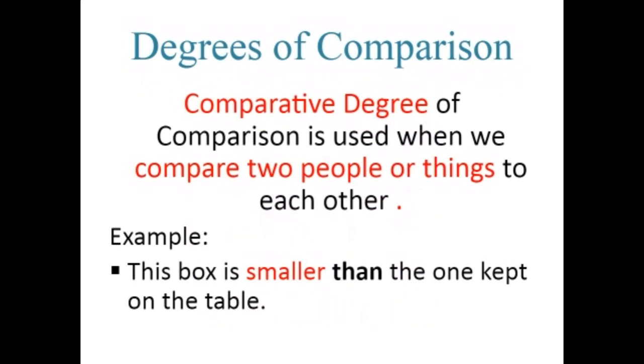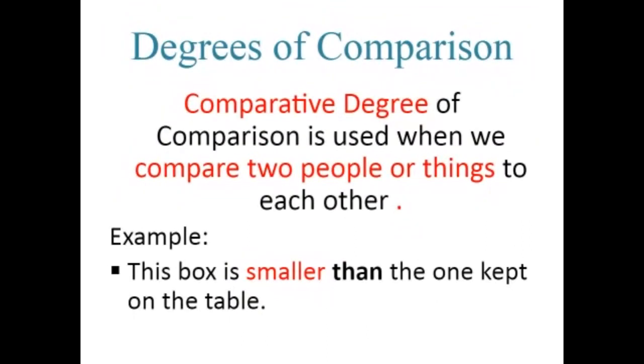Now the next one is the comparative degree of comparison. It is used when we compare two people or things, right? If you remember, in the positive degree, we did not make any comparison at all. In the comparative degree, we are making the comparison between two people or things. If we see the example, this box is smaller than the one kept on the table. Now, this sentence tells us there are two different boxes. The box that is near to me is smaller than the one kept on the table, right?